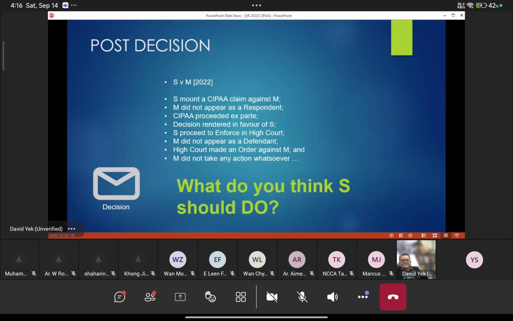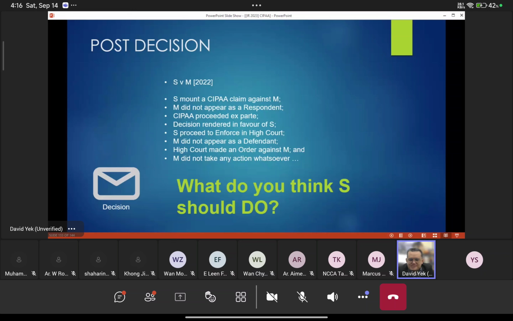Now, this is a case. Let us talk about this case and see how you would respond. You can answer this in your questions. This case happened in 2022, S versus M. I can't disclose the parties. So S mounted a SIPA against M. M did not appear as a respondent. M very quietly, yam.